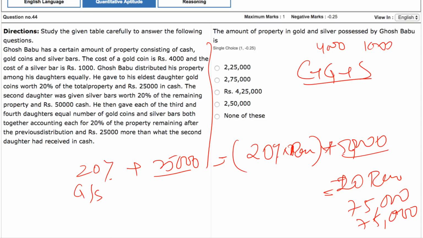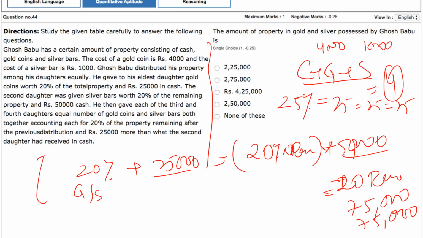So what can we understand from this passage? This passage states clearly that Ghosh Babu has 4 daughters. It's given that he is distributing it equally among all 4 daughters, that means each daughter will get 25%. I hope this is very clear. There is absolutely no confusion.